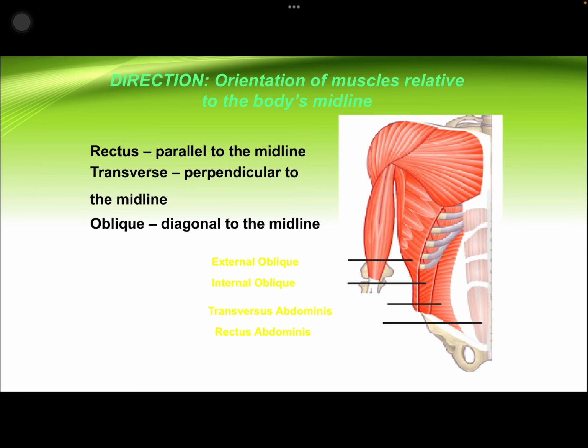So talking about direction, it is the orientation of the muscle relative to the body's midline, an imaginary line dividing the body into right and left in anatomical position. Rectus means it is parallel to the midline, while transversus or transverse means it is perpendicular to the midline, and oblique means that it's diagonal to the midline.